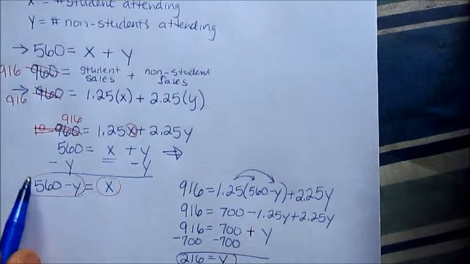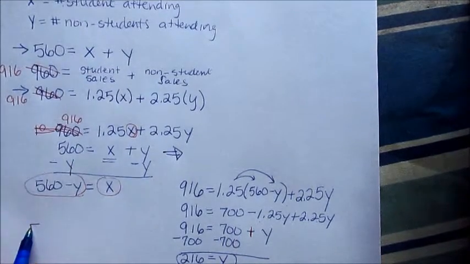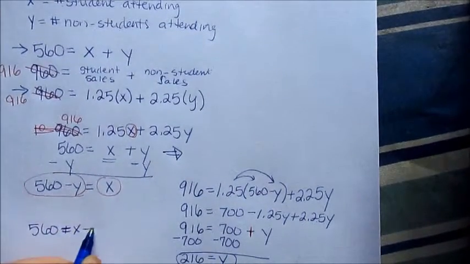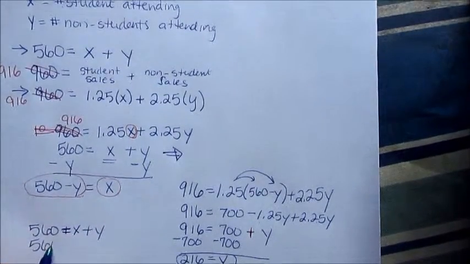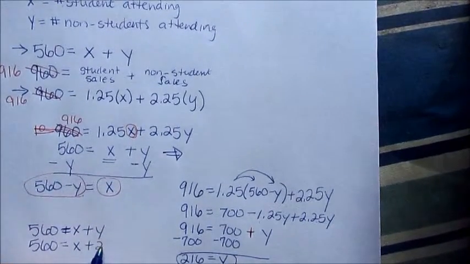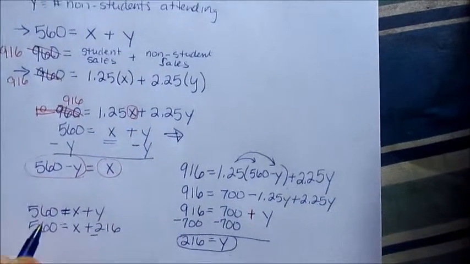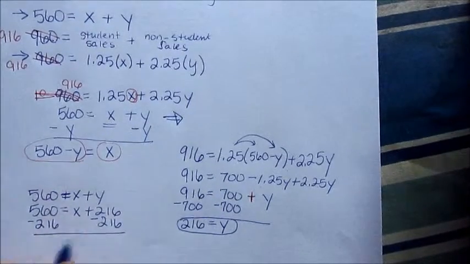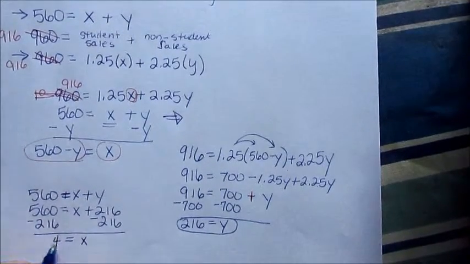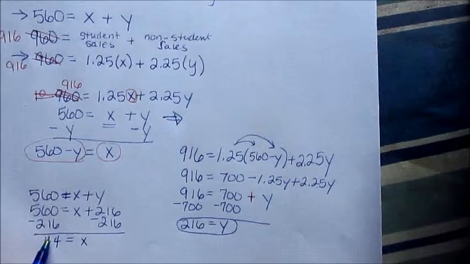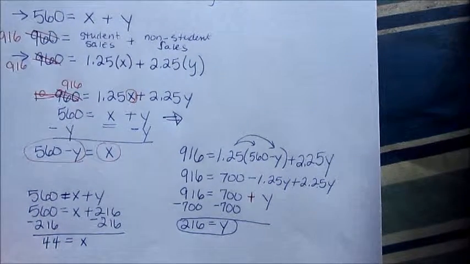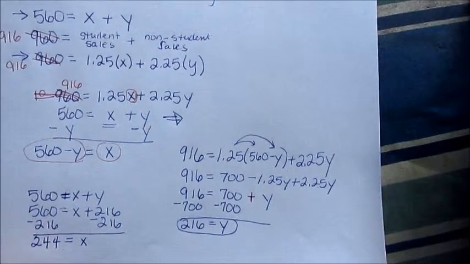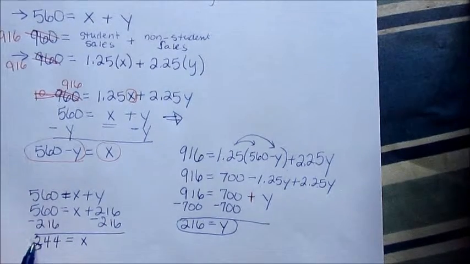And I'm going to put it in this equation here, back to 560 equals x plus y. 560 equals x plus 216. Solve for x. That gives me $244. I'm going to check that math on my calculator. It's $344.